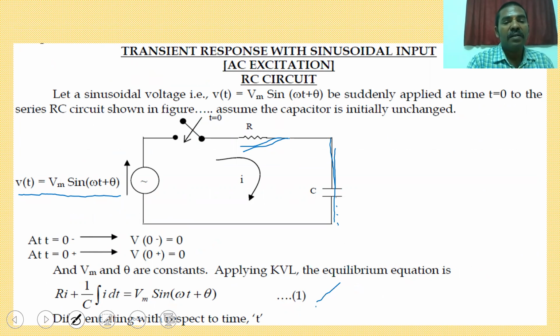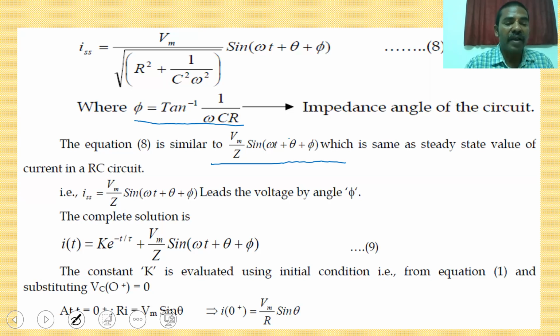So I is equal to V of t by R. So from that you are writing the expression. So that is R into I is equal to Vm sin theta. At t is 0 condition, omega t is 0. So finally you can get sin theta only. So I of 0 plus is equal to Vm by R sin theta. So that is the value you are getting.